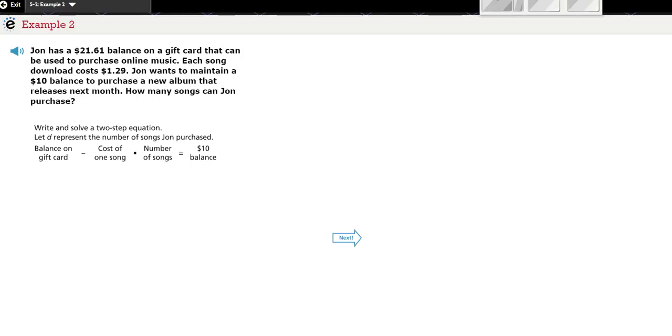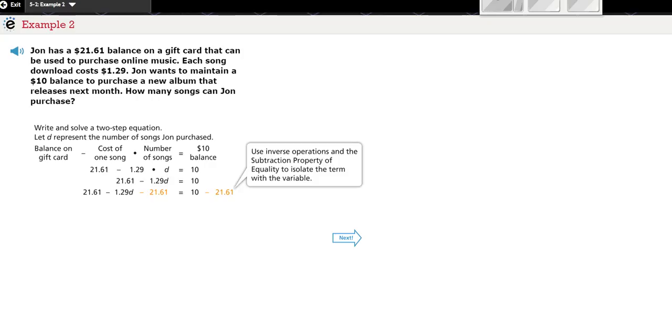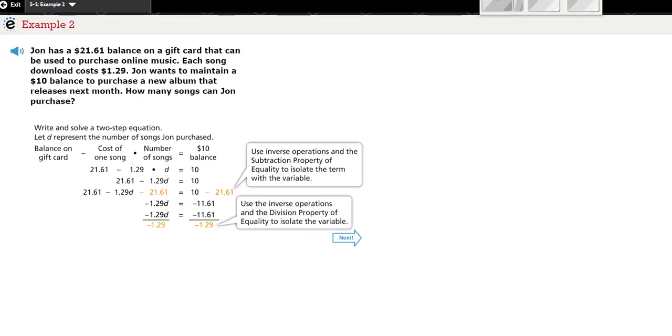Let's double check our work and see how we did. All right, looks good. So we see we were subtracting, right? Subtraction property of equality: do it to one side, got to do it to the other. And then we're using the inverse operation for the division property of equality. So once again, here we're dividing by negative 1.29, and that's exactly what we did. So they got D, said D equals 9.